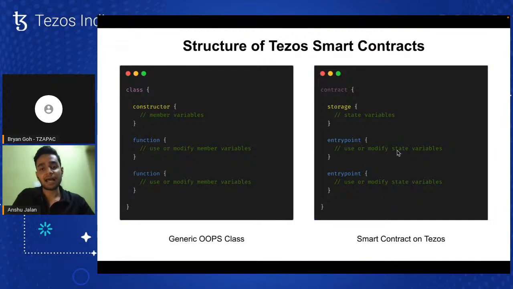Now on the right, I have the structure of a Tezos smart contract. First we have a contract block. Within that we have a storage block. In the storage block, we define state variables, which can be compared to member variables. Then we have entry points, which are just an alternative name for functions. These entry points can use and modify the state variables. So both of these are very comparable, and it's very intuitive to understand how a smart contract is structured.